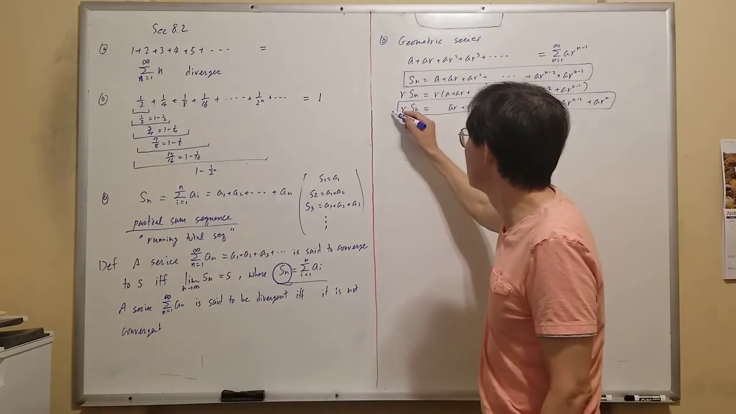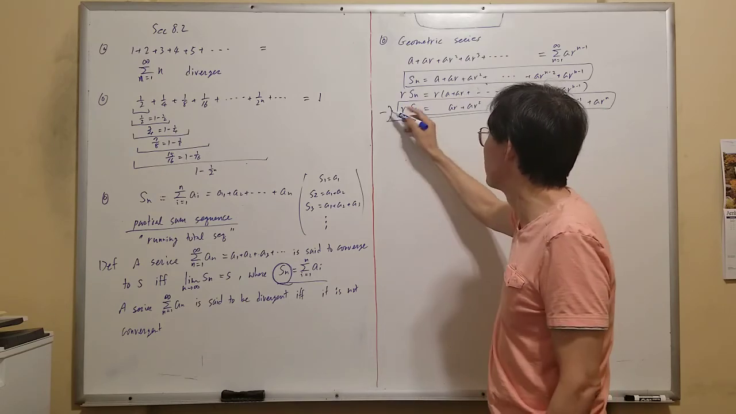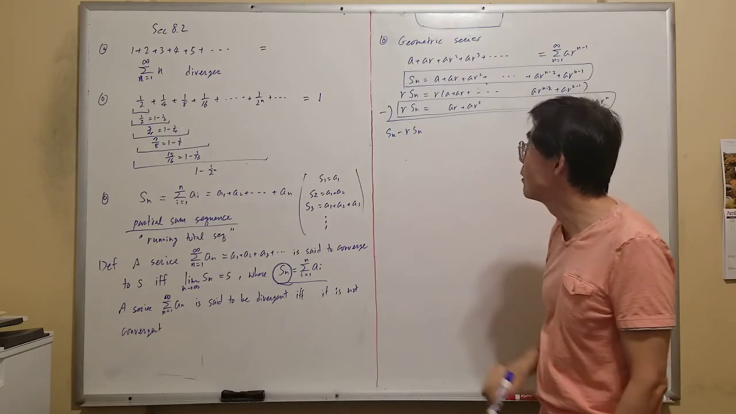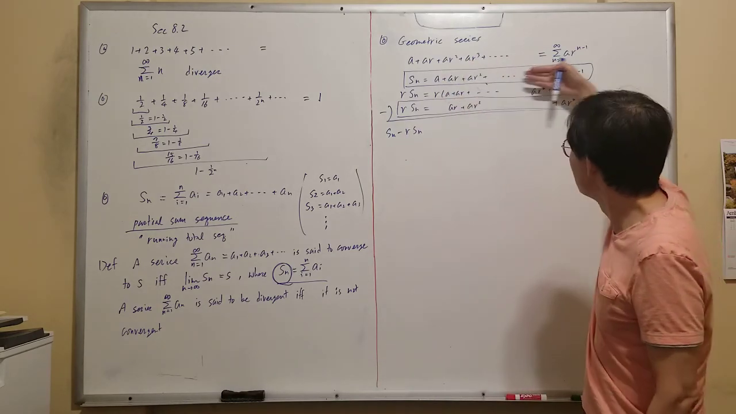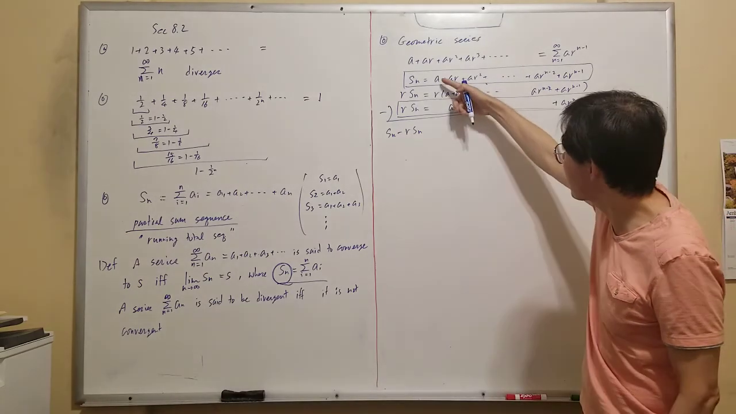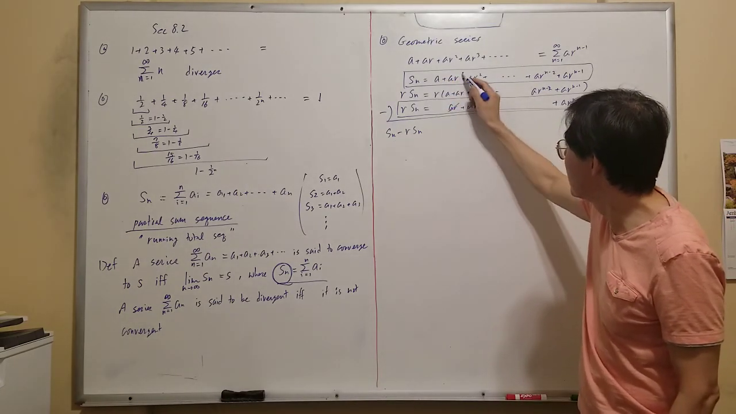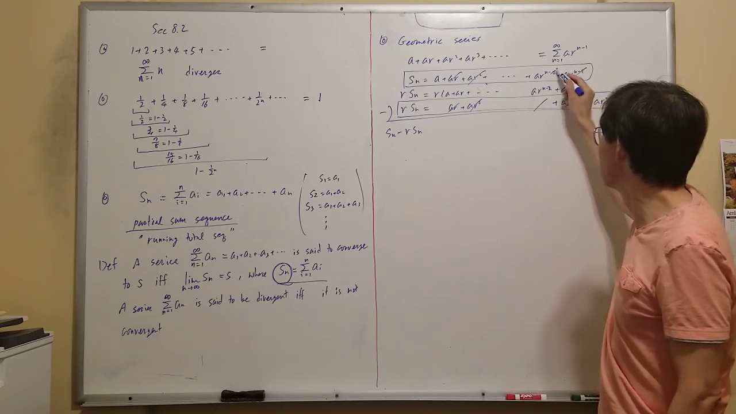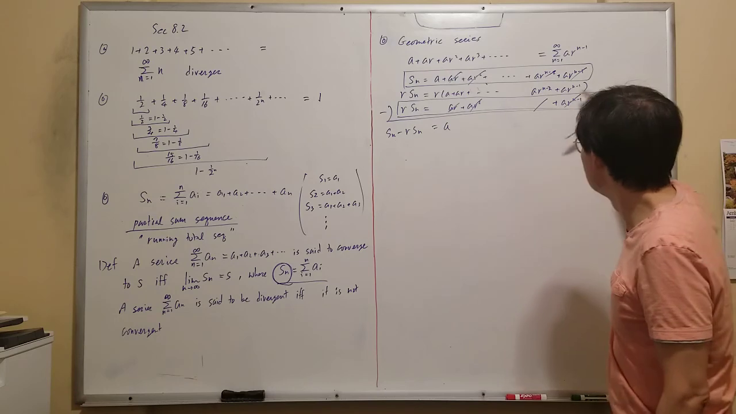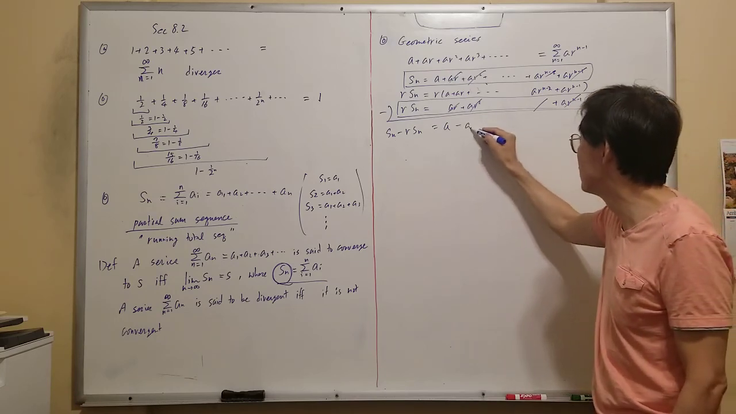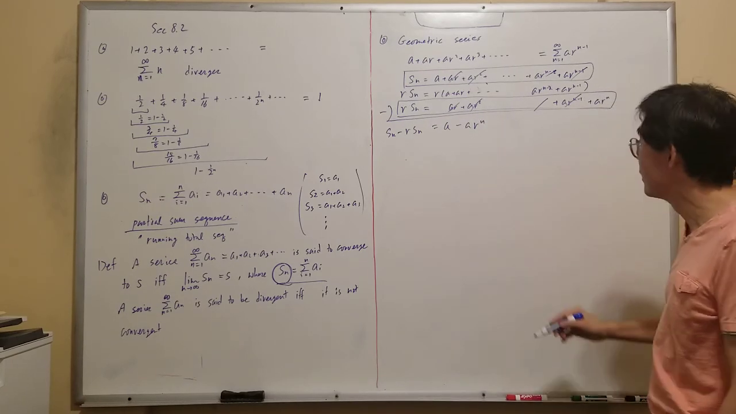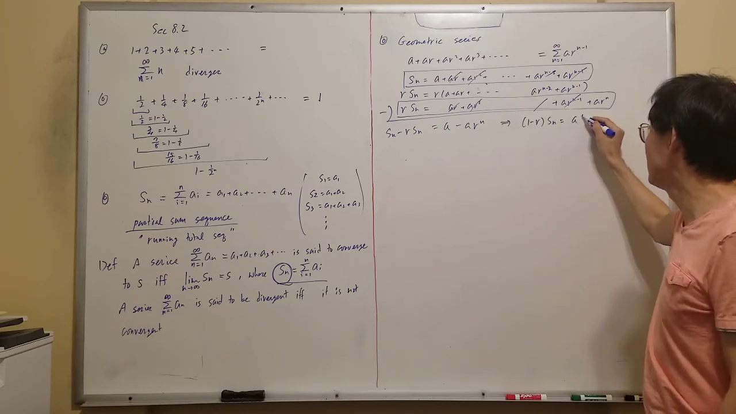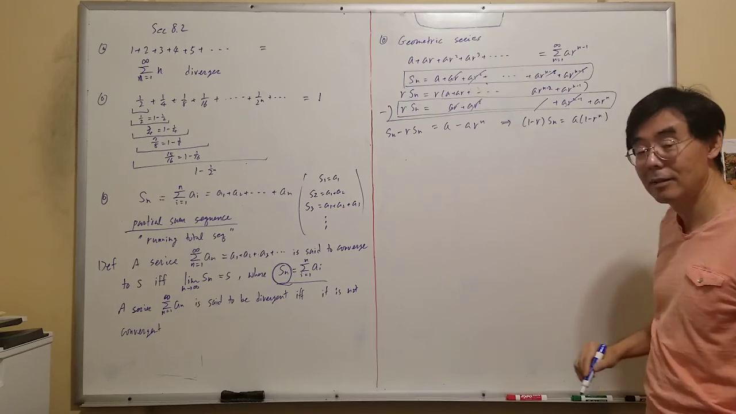Now I'm going to subtract the second equation from the first. So the left hand side is Sn minus R times Sn. On the right hand side, the top minus the bottom: A minus A, this one cancels, subtracting. So A minus 0, 0 minus this. So what do you get? 1 minus R times Sn is A times 1 minus R to the n.